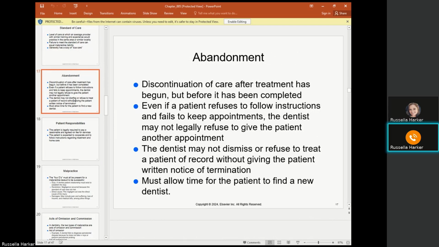You cannot dismiss or refuse to treat a patient of record without giving the patient written notice of termination. So if you do dismiss a patient from your practice, you have to do that in writing and give the patient 30 days to find a new dentist. So for the next 30 days, you would still see that patient on an emergency basis. If you do not give that 30-day notice in writing, it can be considered abandonment, and that is a criminal act.